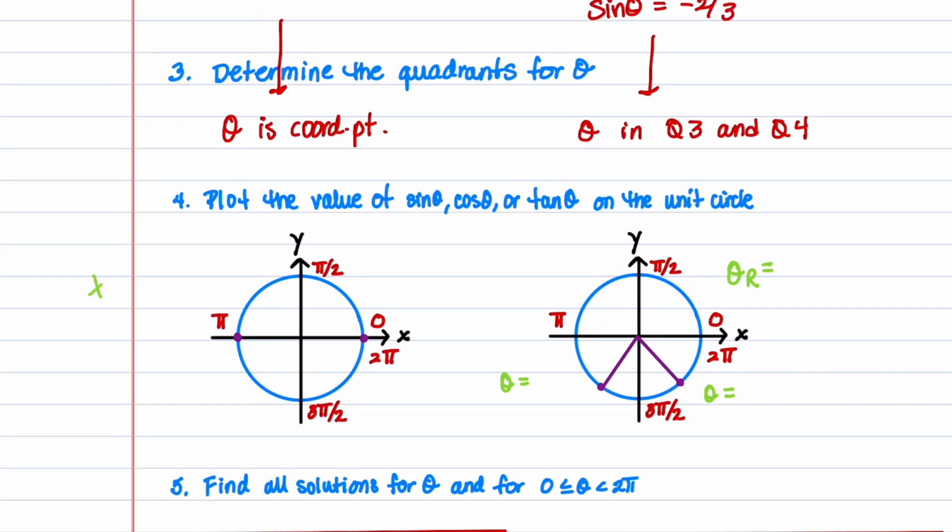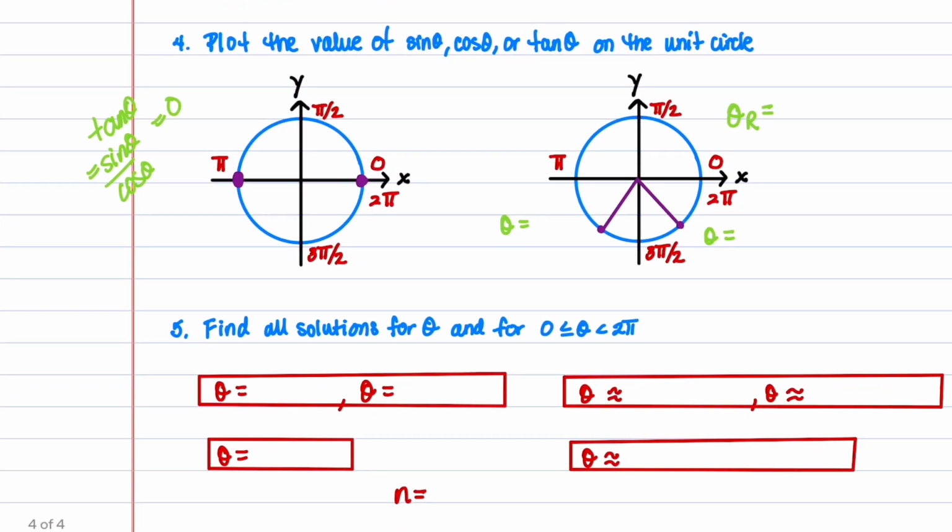Let's remind ourselves that tangent theta is equal to sine theta over cosine theta. So when tangent theta is 0, that's the same when sine is equal to 0. Our sine value is associated with y, and it will be 0 at these 2 points. So we'll write down here that theta is going to be equal to 0 plus 2n pi, and then pi plus 2n pi. So our values from 0 up to 2 pi are going to be 0 and pi. And we'll put in our values for n.